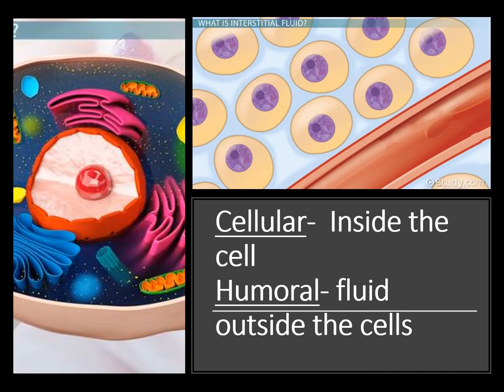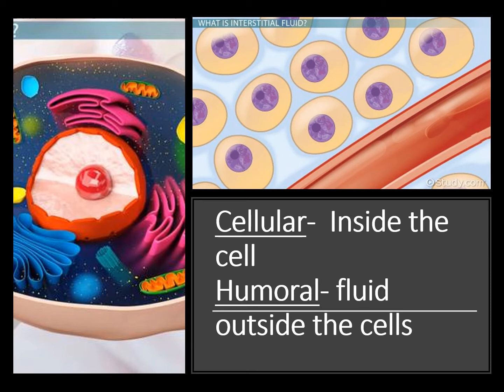Well, humoral and cellular. Hopefully you realize that your cells exist in a fluid, that they are next to each other, that there's space in between cells, that it's not just cell membrane touching cell membrane touching cell membrane. There's a lot of other areas in your body. This is called the humoral. The fluid that's outside the cells is called the humoral area.